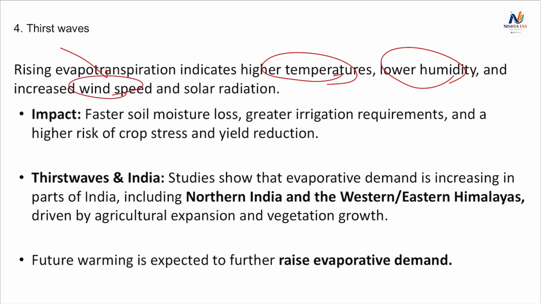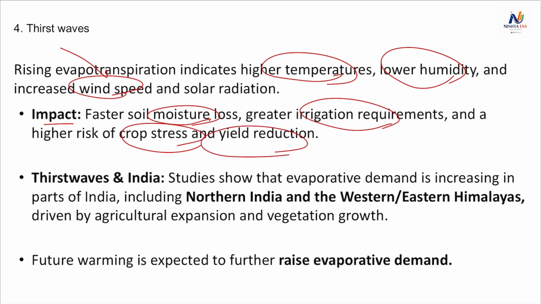Rising evapotranspiration indicates higher temperatures, lower humidity and increasing wind speed, which we already discussed. Then the impact of the thirst wave: the loss of moisture from the soil, the requirement for greater irrigation, and the higher risk of crop loss and reduction in yield. Then studies show that evaporative demand is increasing in India.